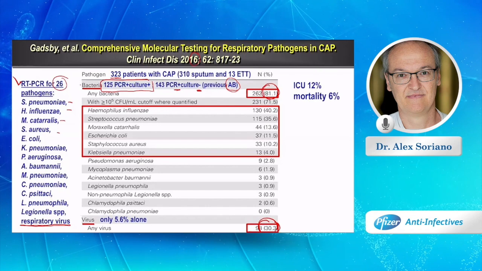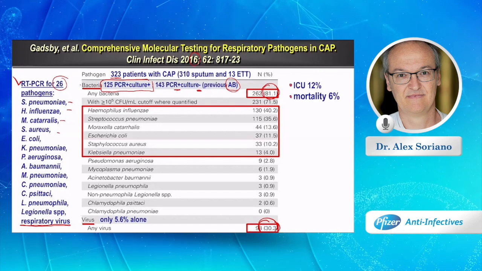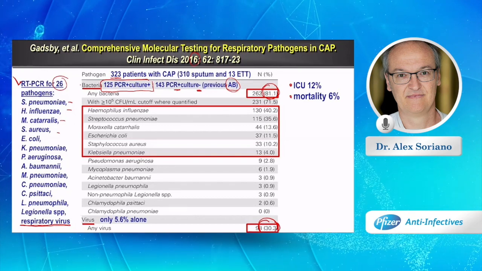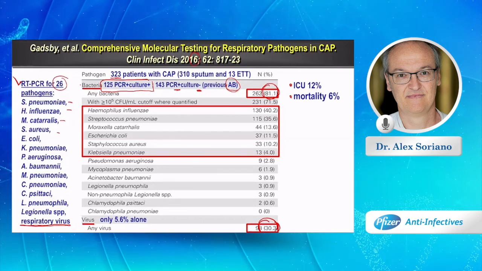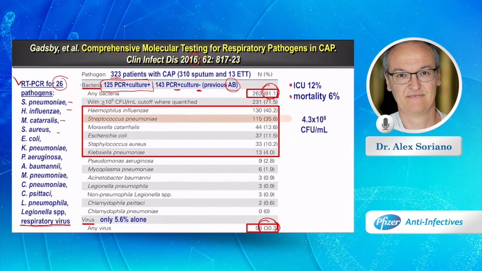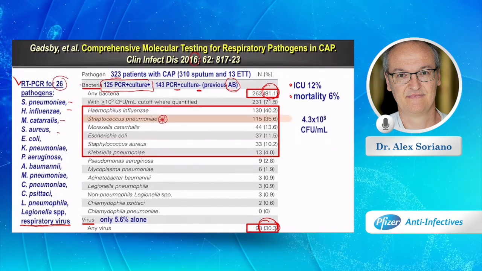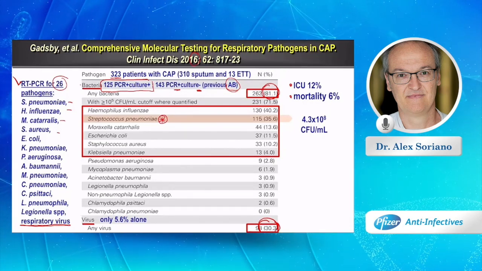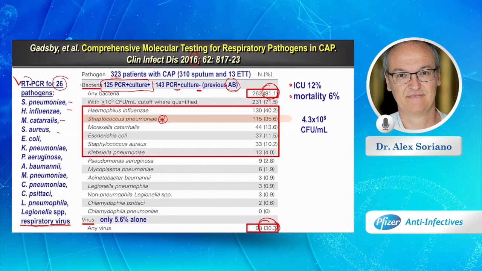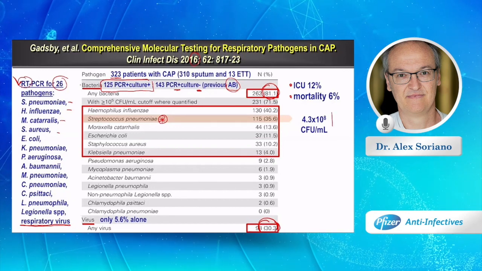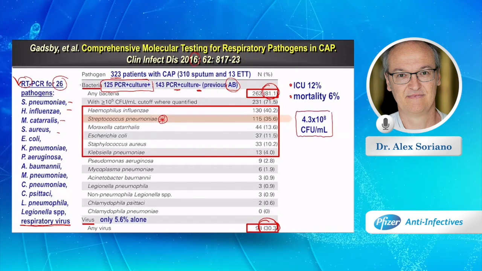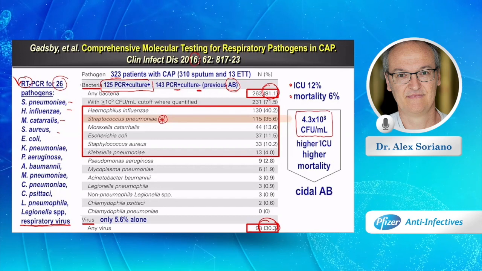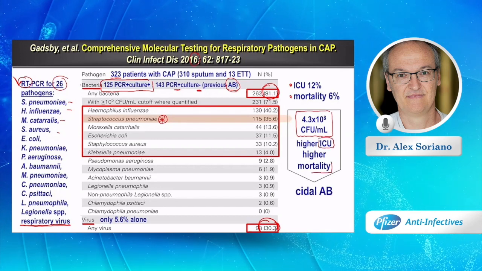But interestingly, they observed that in a series where 12% of the patients required ICU and the mortality was 6%, so that is something we have to consider. It's also very interesting from this paper to see that, particularly for Streptococcus pneumoniae, they were able to count the bacterial inoculum from the beginning, thanks to the use of real-time PCR. They observed that when the inoculum of bacteria was very high from the beginning, these patients had a higher ICU admission and also a higher mortality rate.